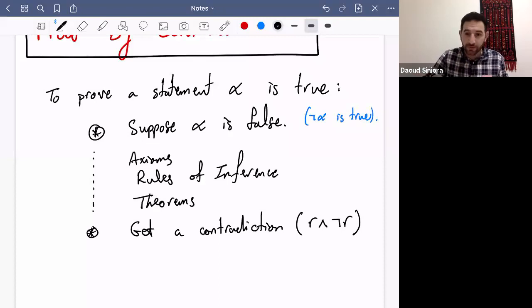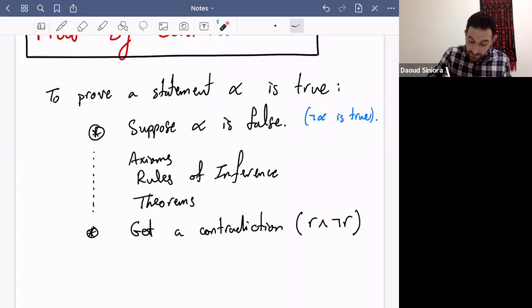Okay, at this point, you say there's something wrong because we used axioms, and for axioms, we assume them to be true. We used rules of inference, and we checked that rules of inference are valid arguments. And the theorems should not cause any problems because we proved they are true by writing down a proof. So the only place which allowed for getting a statement which is always false is the very first step, which is supposing alpha is false. So this assumption that alpha is false cannot happen.